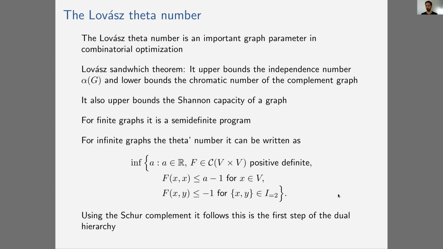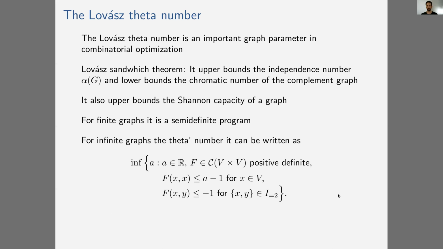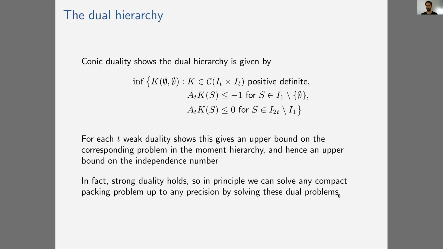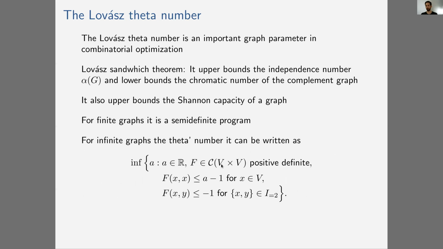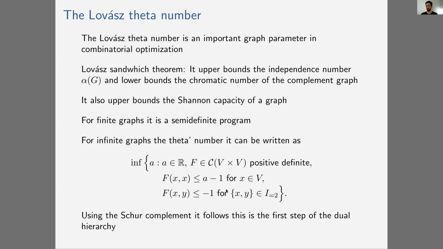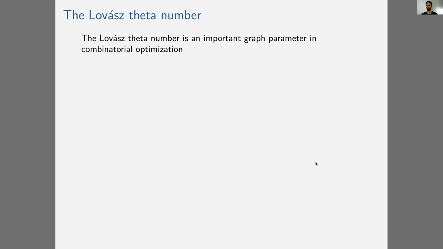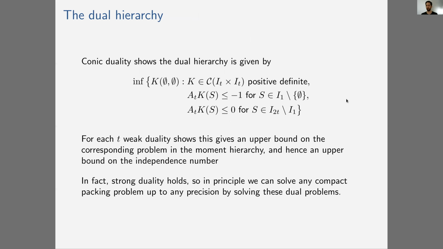I'm not going to show it, but for finite graphs, you can use the Schur complement to show that this looks kind of similar to this. If you plug in t is 1, these are all the singletons plus the empty set, and here we have all the vertices. So it's almost the same. The only difference is the empty set, but you can use the Schur complement to work around that, and the same proof can be adapted to this infinite graph setting. So also here, the Lovász theta number is the same as this hierarchy for t equal to 1.